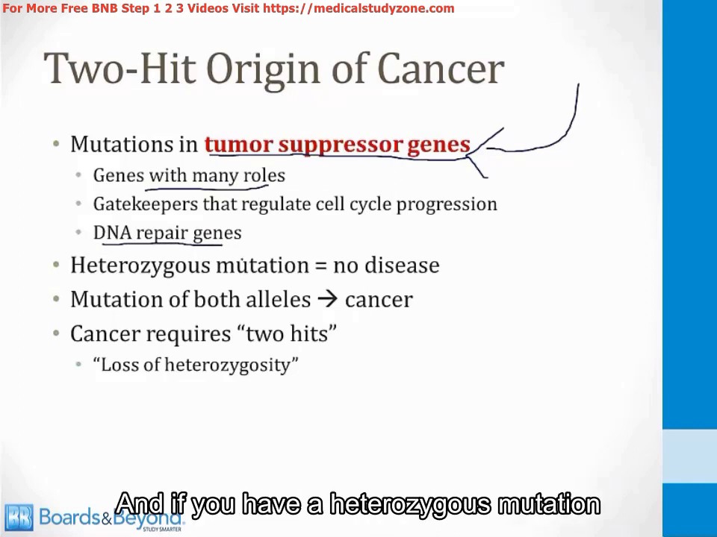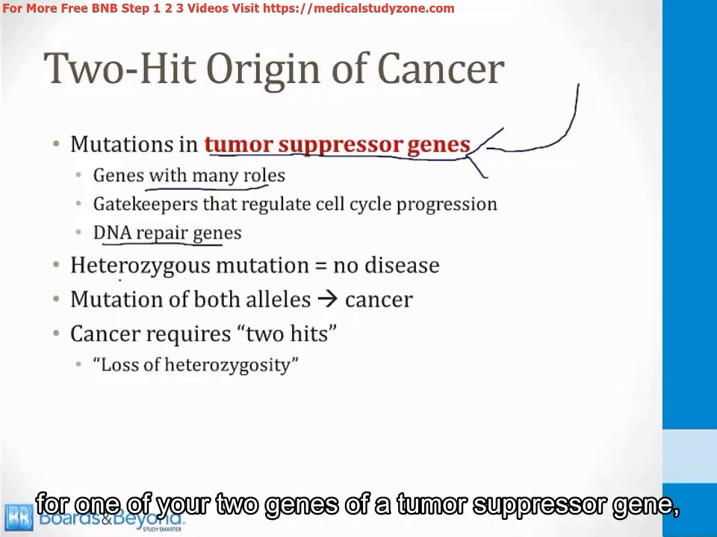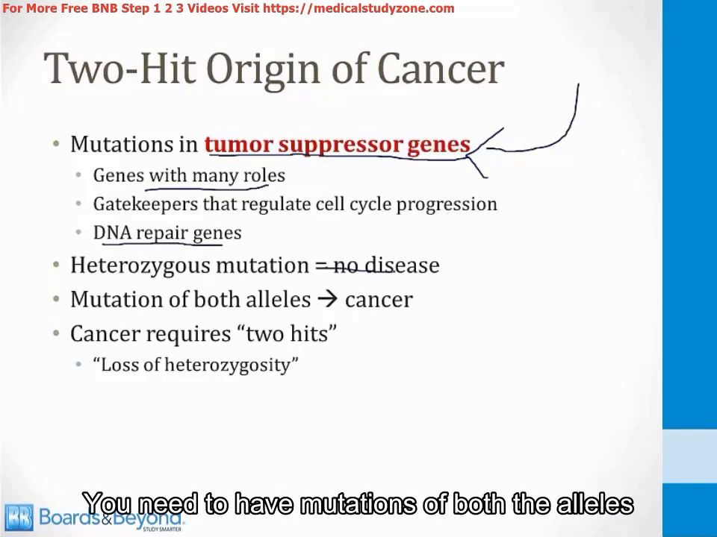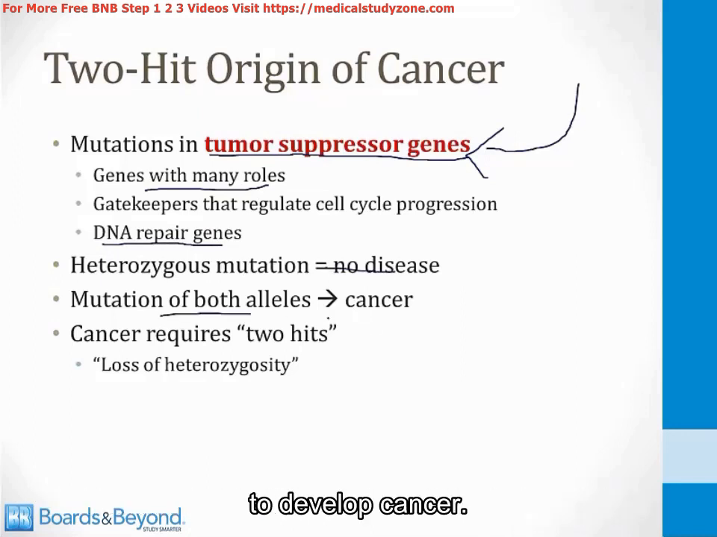And if you have a heterozygous mutation for one of your two genes of a tumor suppressor gene, this will lead to no disease. You need to have mutations of both alleles to develop cancer.